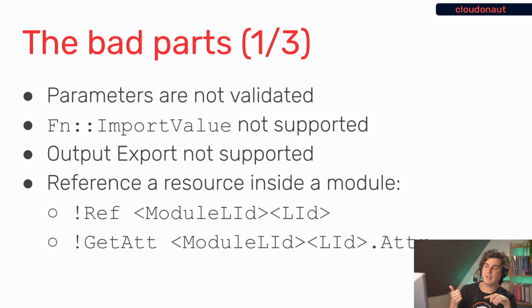Import value is not going to work inside a module. So you cannot use the import value function in a module. You can also not export an output in your module. It's not possible. If you want to reference a resource inside a module, the logic that I just demonstrated applies. So you ref the module ID and expand the logical ID of the resource. Same works if you want to get an attribute. I don't think that this is a good approach because there is the potential of collisions within the logical IDs because you can create the same logical ID here and then it will kind of blow up.